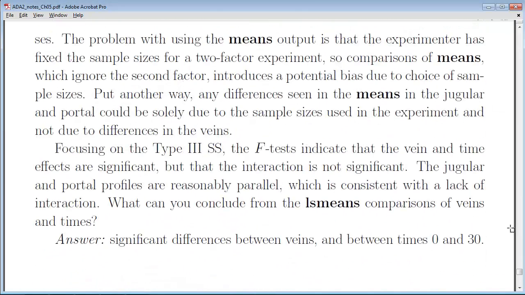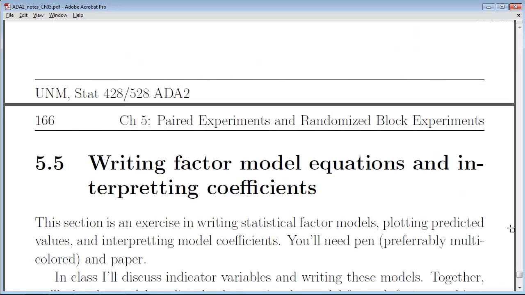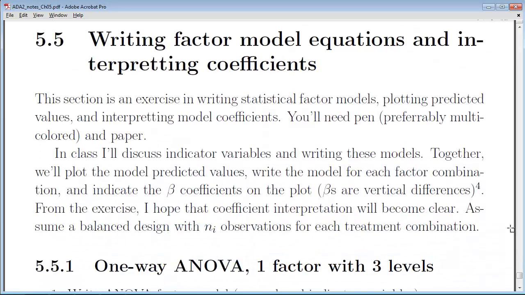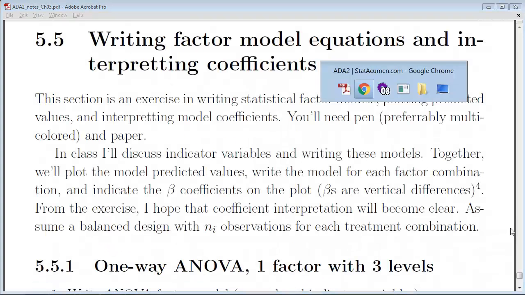So we've got only one more video, and it's probably the most important one of all of this, which is about how to write down these equations and interpret the model coefficients. So come on back.